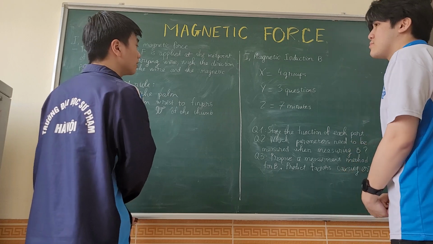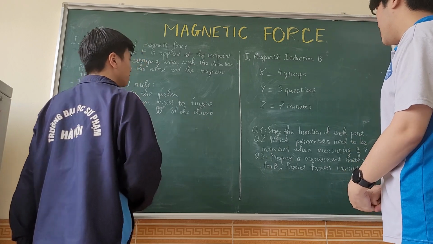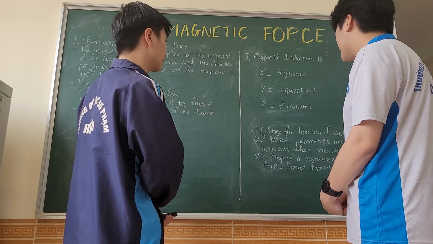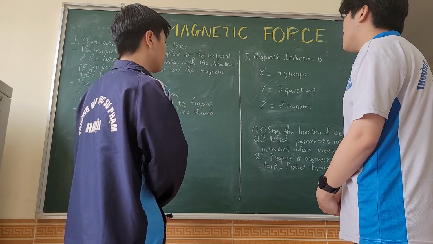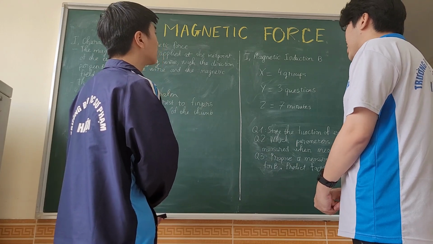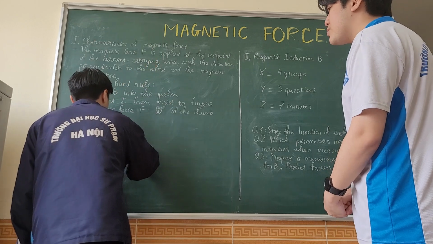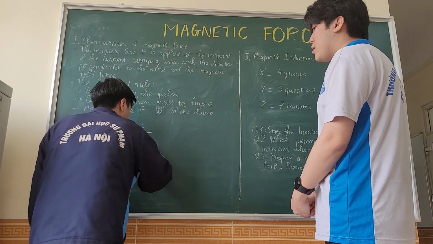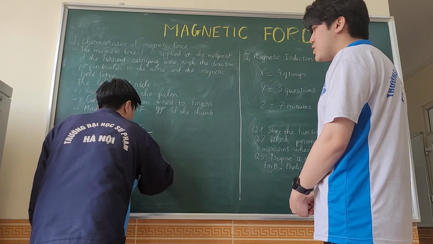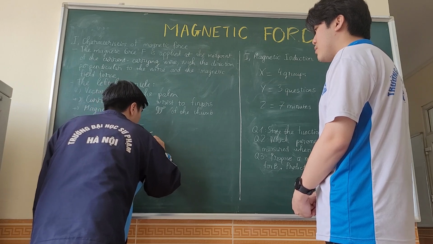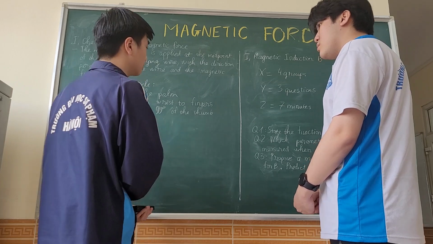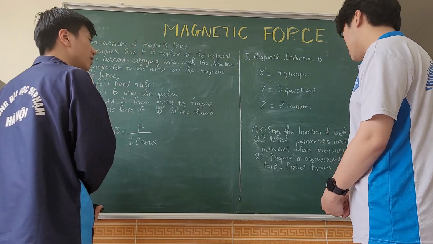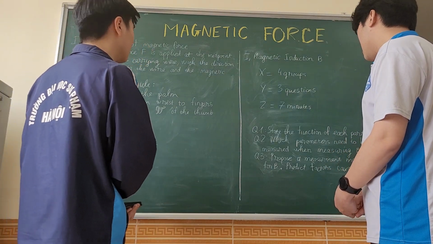With question number 1, can you say the function of each one? After discussing, we need to conclude that the function of the magnetic induction B is equal to F divided by I L sine alpha. Yes. Okay. So next up is question 2. Which parameters need to be measured?